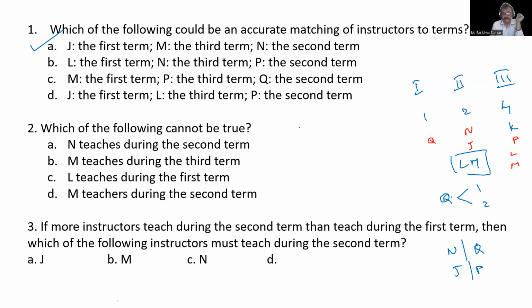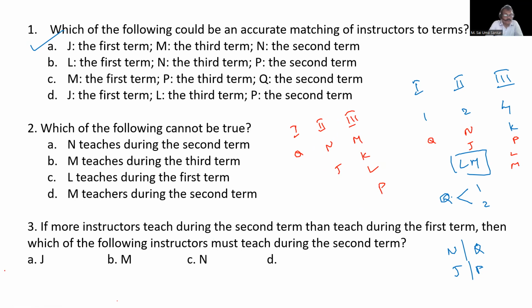M teaches the third term. First, second, third. Suppose M and K, L must be there. And suppose Q is there, and what about N? N must be here. And suppose J is there and P is there, that is also satisfied.